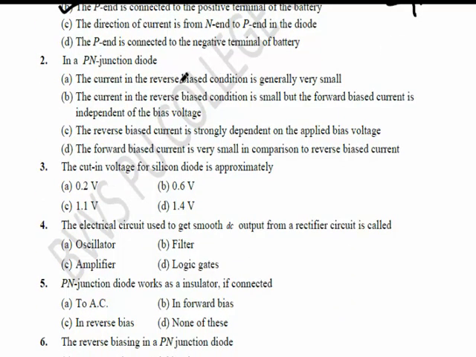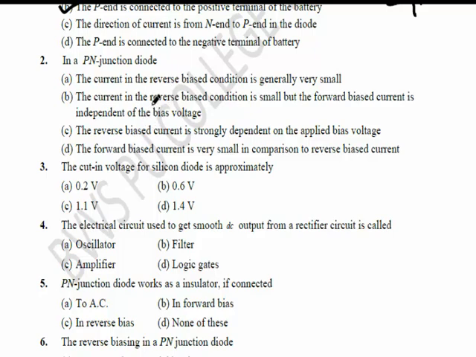In a PN junction diode, the current in the reverse bias condition is, what is the correct option you have to get in this second question? I will read the options. The current in the reverse bias condition is generally small. It may be the correct option, but we will go through the other options also. It is correct about A.